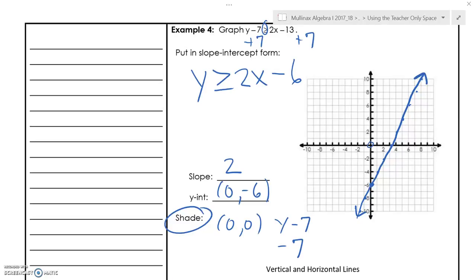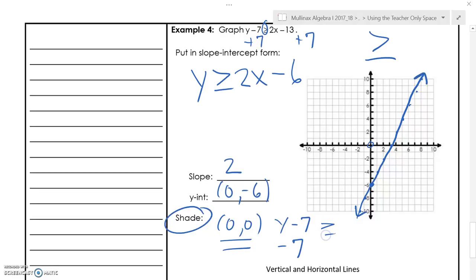A quick finish to our examples for graphing linear inequalities. On example 4, we had graphed the boundary line because the symbol is greater than or equal. We used a solid line indicating that the points on the line are solutions. We started plugging in the ordered pair (0, 0) because it's not on the line, to see if it worked in the original equation. 0 minus 7 is negative 7.